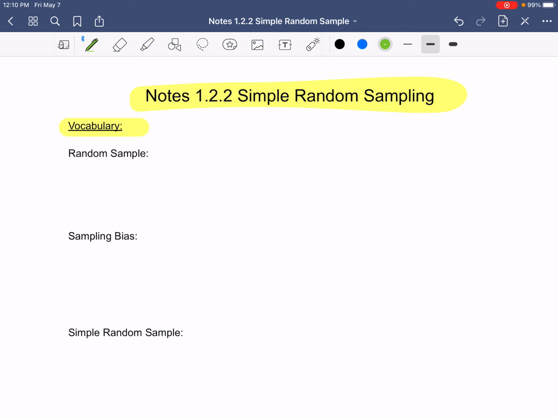So our first one is just, what is a random sample? So a random sample is just a subset of a population that was selected without bias.